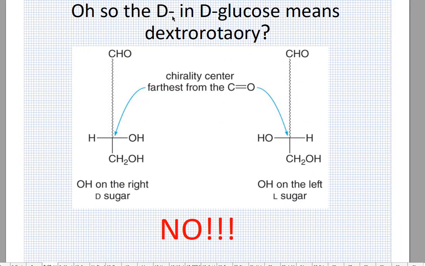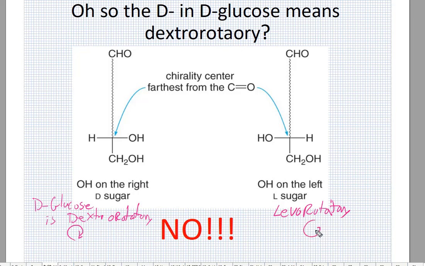Does the D in D-glucose mean dextrorotatory? No. This is another one of those misnomers. D-glucose happens to be dextrorotatory. So if we were to put this in a polarimeter, it would rotate light to the right. L-glucose, because it's a mirror image, would rotate it the other way. It's what we would call levorotatory. It would rotate light in the opposite direction, counterclockwise. Here, this is a clockwise rotation.